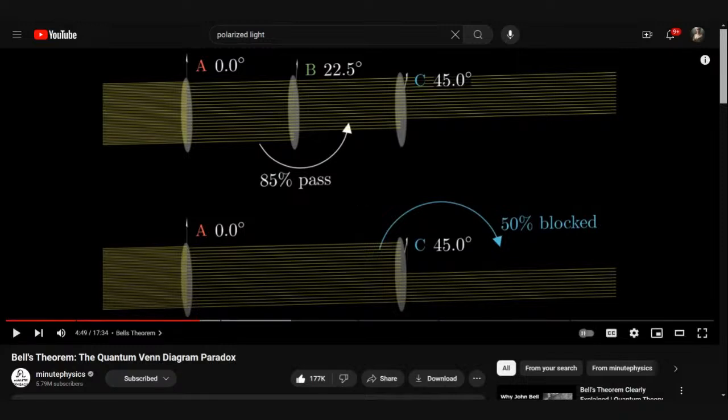So, because the cosine of 45 is 1 over the square root of 2, the square root of that squared, you get 1/2. Okay. But if you put this guy in the middle, then this guy, 22.5 cosine squared is 85.